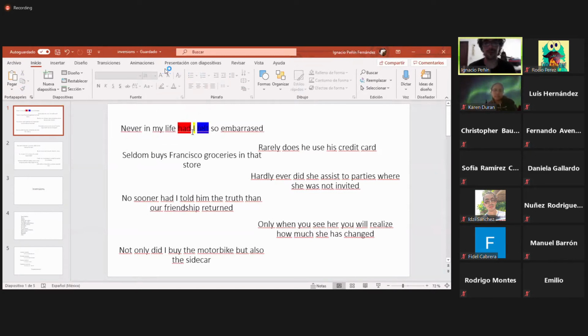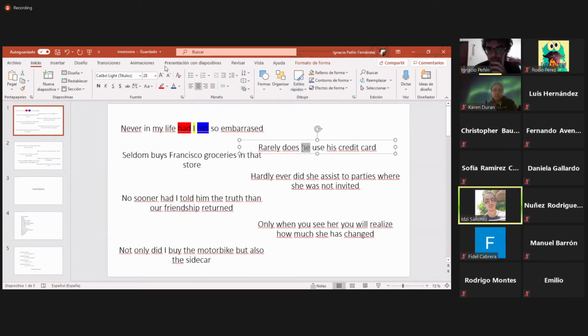And in the second one, which is the subject? Rarely does he use his credit card. What's the subject? He. Okay, in yellow. What is the verb? Use. Okay. And this was blue. And what is the auxiliary verb? Does. Okay.